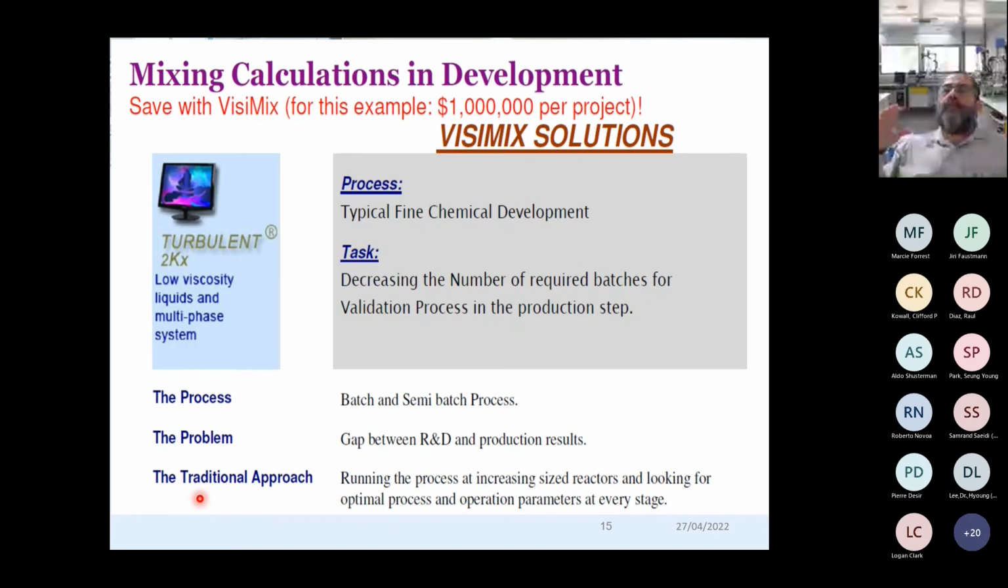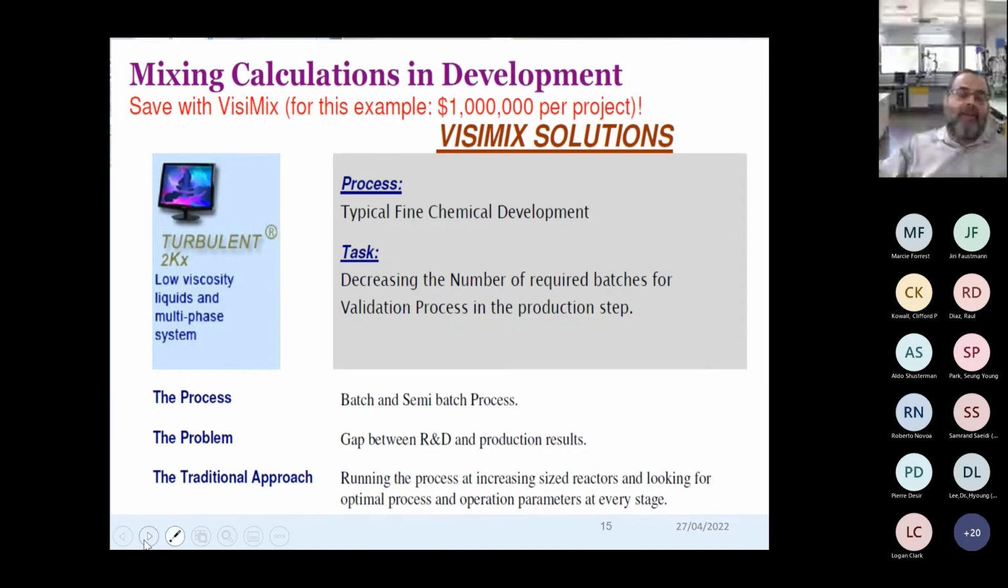Instead of trying to succeed at every step, calculate with VisiMix what will be the conditions that we will be providing in the production step and try to adapt it at a very early stage in the R&D. Or to understand what we had in the older facility, ask for the data from the new facility and try to implement there conditions that will be similar to what we provided when we generated good results in our older equipment.